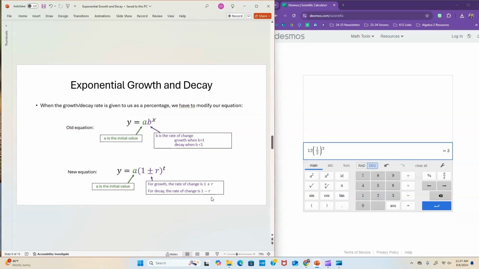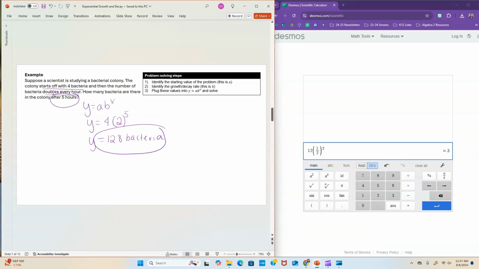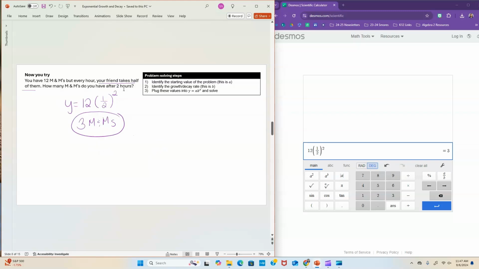So now I want you to realize that sometimes in exponential growth and decay problems, you'll be given the growth and decay rate as a percentage. In these previous problems, we were given the growth and decay rate as a number. Here we had 2, because it doubles every hour. Here we had 1/2 because we just had half every hour.